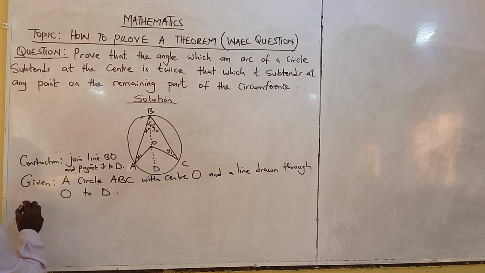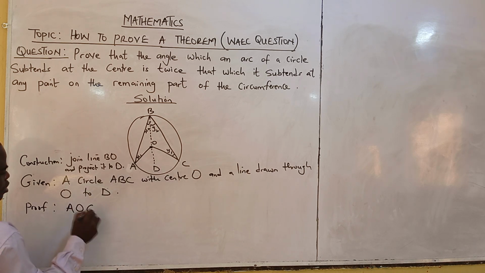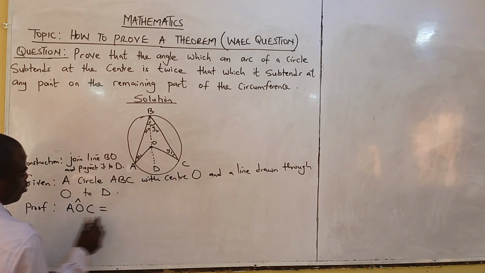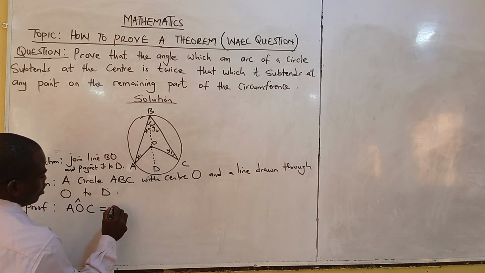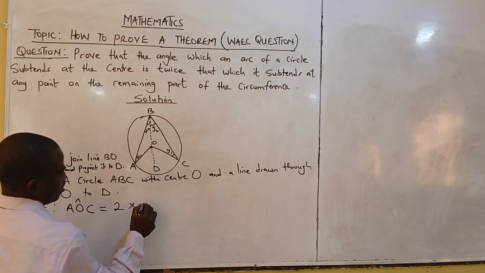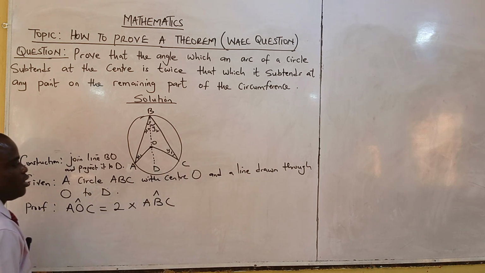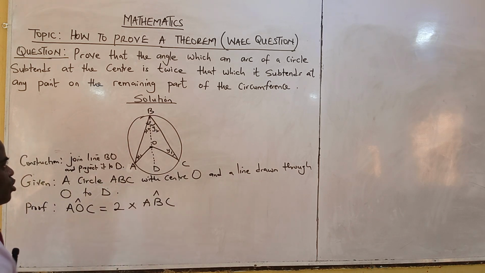Now the next one, let's go to what is the proof? The proof is that angle AOC, the angle at the center, means that we are referring to this angle here, equals 2 times angle ABC. The angle at this point refers to combining these together, x2 and y2. When you join them together, it will give you angle ABC.